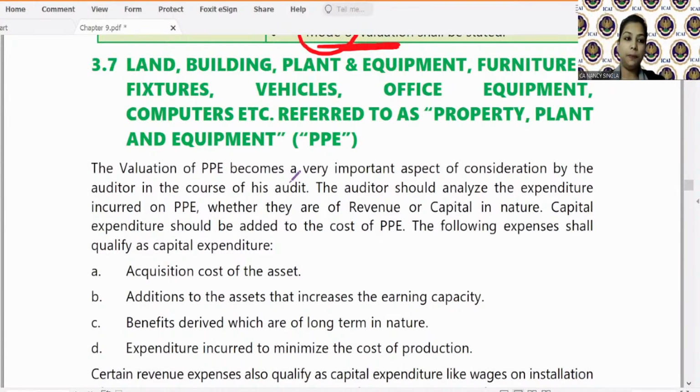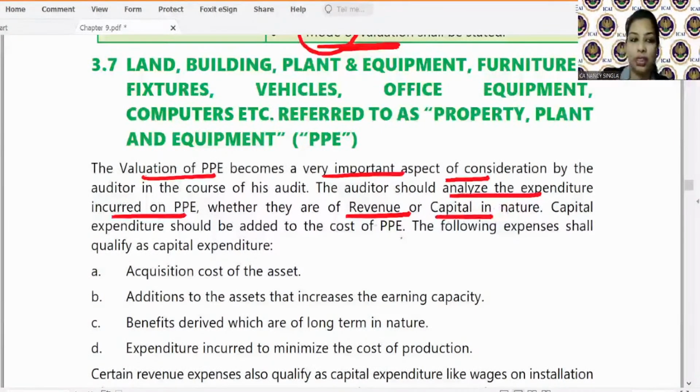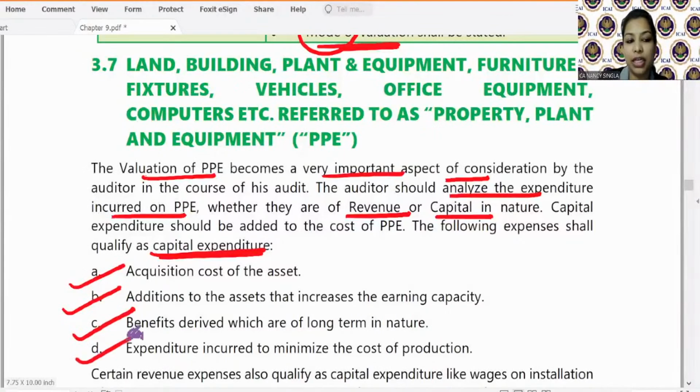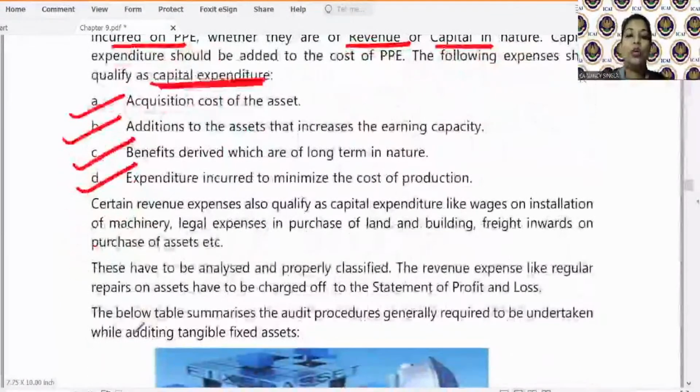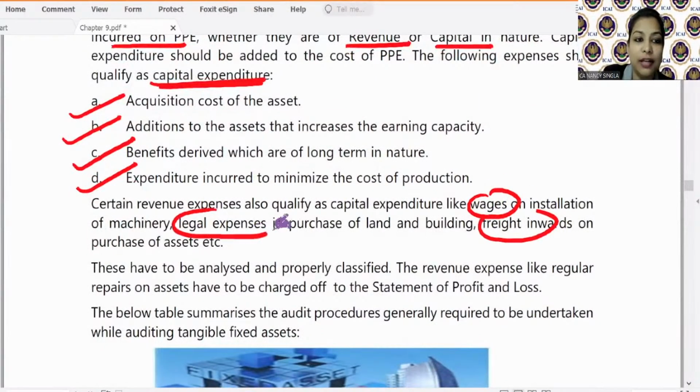Chalo, PPE. So it says that valuation of PPE is a very important aspect. Auditor needs to analyze whether the expenditure incurred in PPE is revenue or capital in nature. So what will qualify as capital expenditure? Acquisition cost of the asset, additions to the asset that increase earning capacity, benefits derived which are long-term in nature, and expenditure incurred to minimize the cost of production. And I told you that wages, freight inwards, legal expenses, these are revenue expenditure.